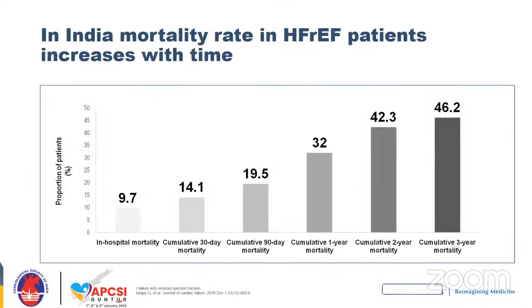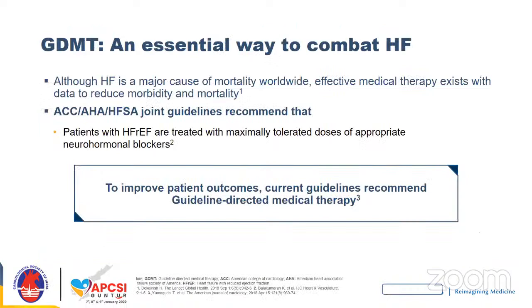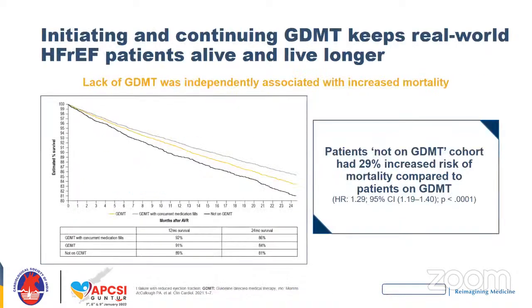We see that in India, the mortality rate in heart failure patients is increasing with time, and the cumulative mortality at the end of 3 years is approaching almost 46%, starting from 9.7% in-hospital mortality. The essential way to combat heart failure is to improve patient outcomes, and current guidelines recommend guideline-directed medical therapy. Patients who are not on guideline-directed medical therapy have a 29% increased risk of mortality compared to those who are.